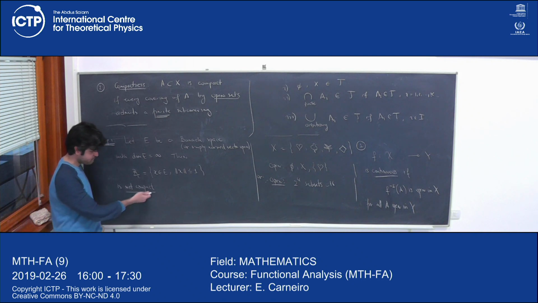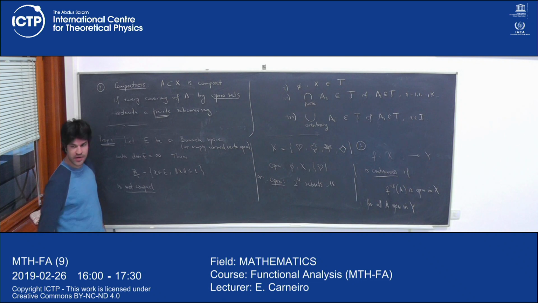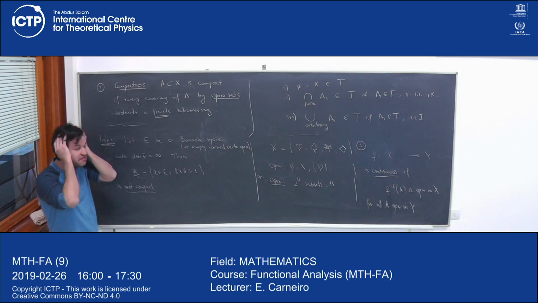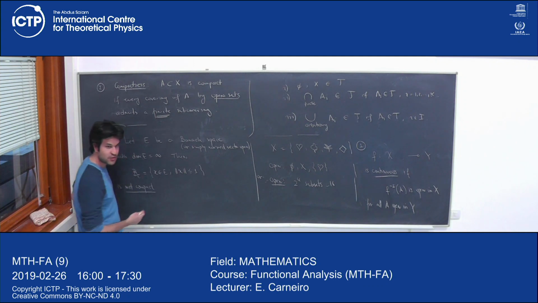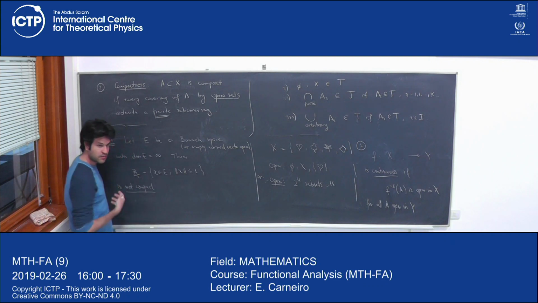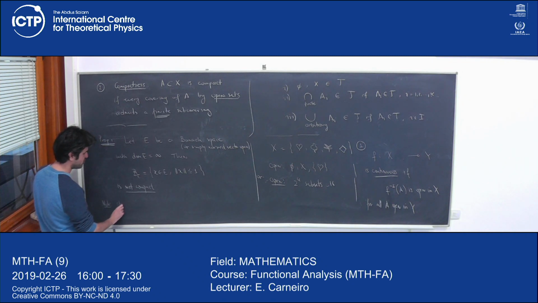So again, when I say compact, I'm already saying what the topology is. I have to specify the topology on the space. Whenever I don't say anything, and whenever I have a norm, I am talking about the usual topology given by this norm. This topology is called the strong topology.